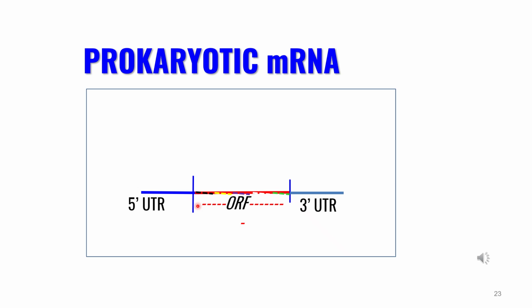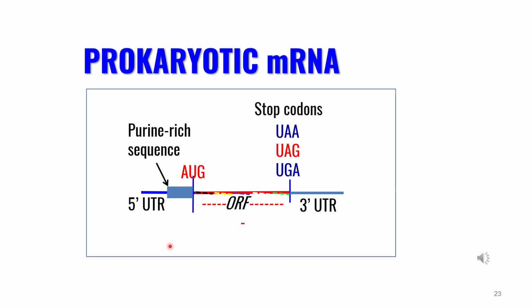The ORF starts with AUG, which always codes for methionine, and it ends with one of the three stop codons listed here. So these are also called terminators. In the 5' UTR, there is a purine-rich region, which is a site for binding of ribosome. Now it is noteworthy that the ribosome is assembled right on the start codon in prokaryote, which is not the case in eukaryote.